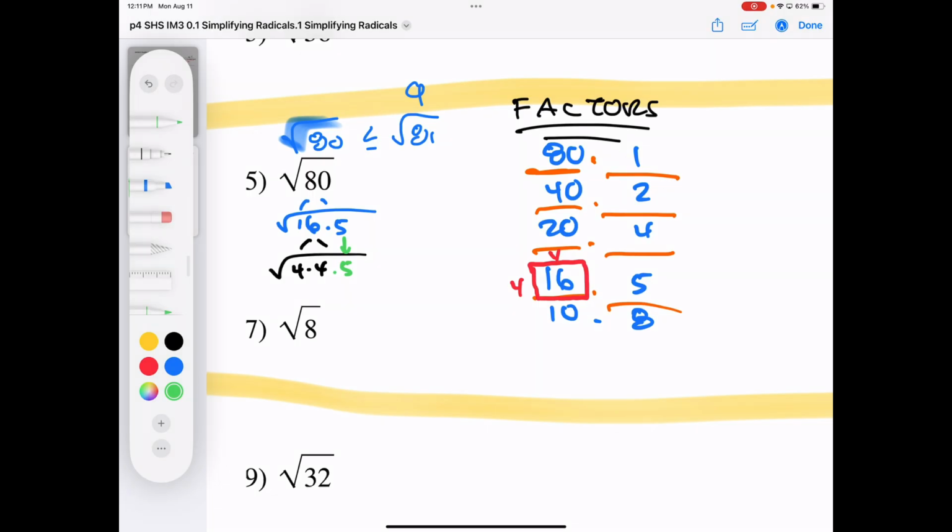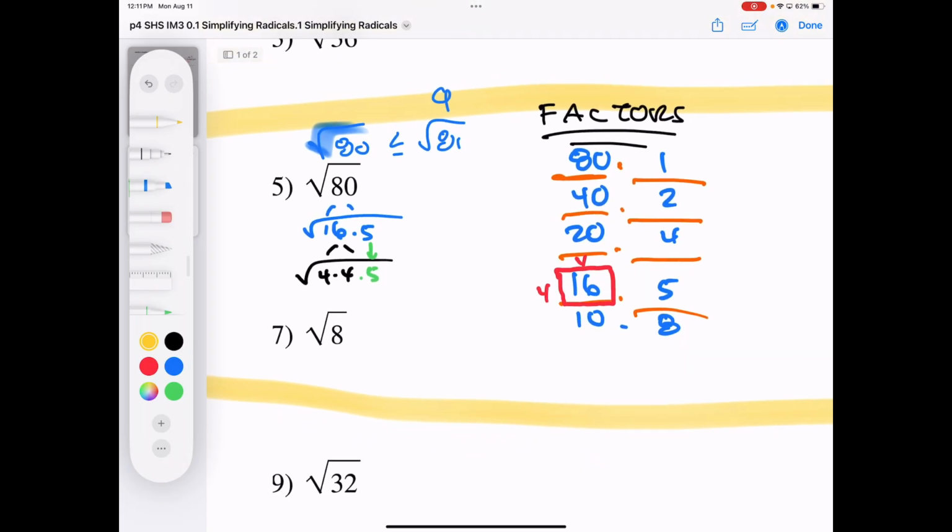But remember the story I taught you, this is a scary neighborhood. You need how many people to come outside the house? 2. So there, circle it. These 2 can come out, but when they come out, does it look like 2 of them? It looks like what? Just one number. So you're writing a 4 on the outside. What's left on the inside? 5. 4 radical 5.